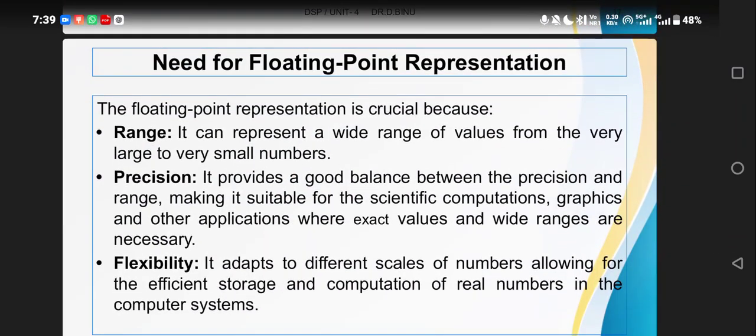What is the need for floating point representation? The first need is range: it can represent a wide range of values from very large to very small numbers. The second need is precision. It provides a good balance between precision and range, making it suitable for scientific computations, graphics, and other applications where exact values and wide ranges are necessary. The third need is flexibility. It adapts to different scales of numbers, allowing efficient storage and computation of real numbers in the computer system.